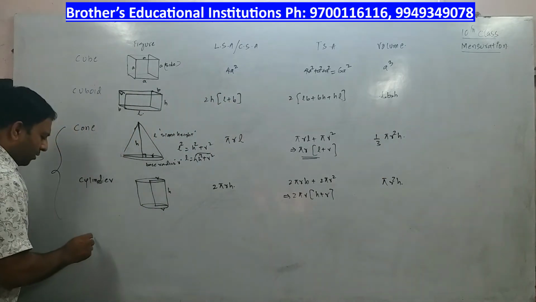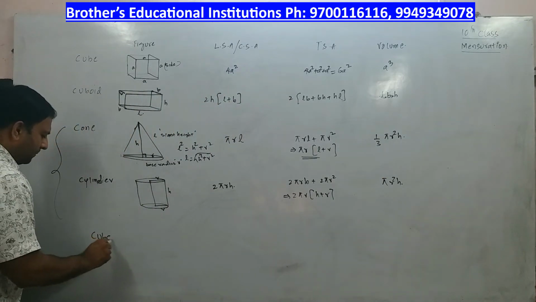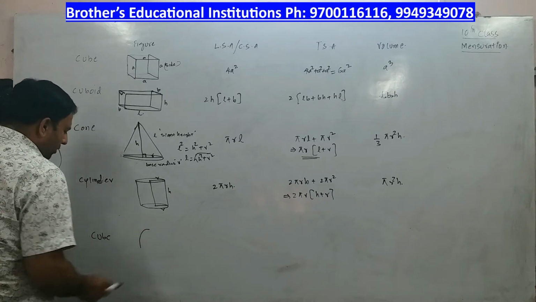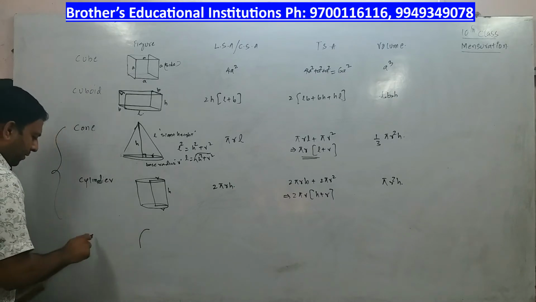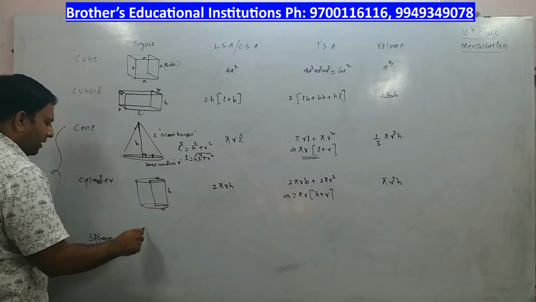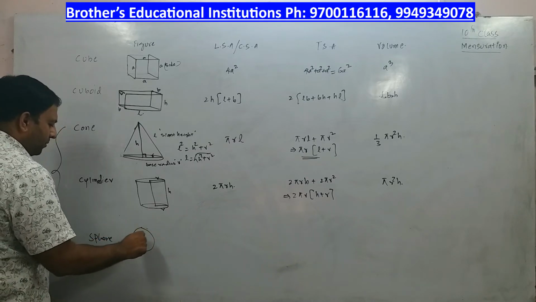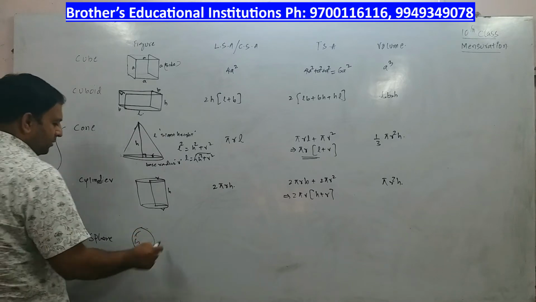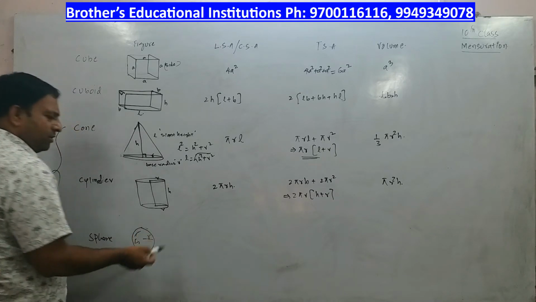Now after that, we'll try to see what a sphere is. Not cube, sphere. All right, sphere. Now what is a sphere? You have a circle, and now if you show this in a 3D way, this is a sphere. Now what are the dimensions? Only one dimension, the radius.